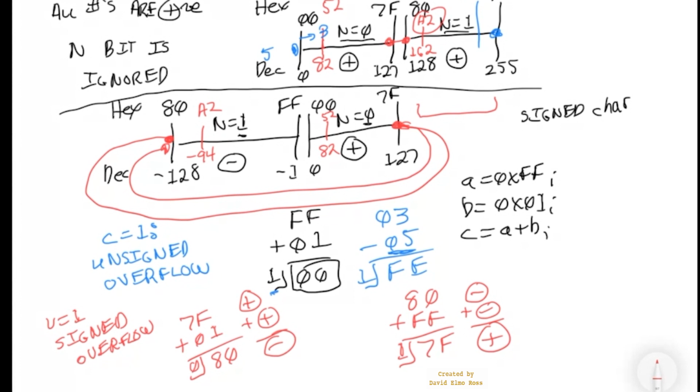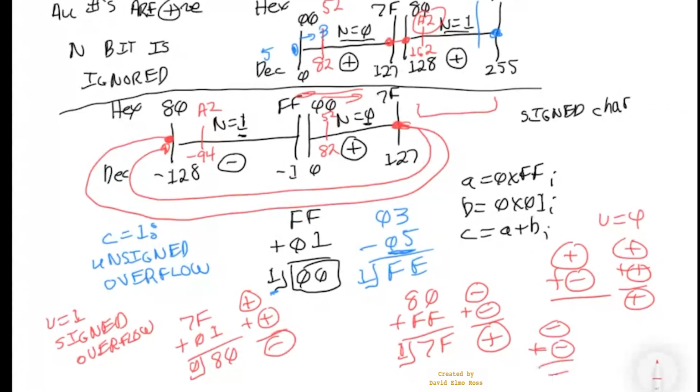But what would happen if we took a positive plus a negative? Can we get a signed overflow? And the answer is no, because if you go positive, you go this way, and you go negative, you go that way, they cancel out. So this would be V equals 0. Also, if you add a positive plus a positive and get a positive, V is 0. If you add a negative plus a negative and get a negative, V is 0. So only this case here, where you add two negatives and get a positive, or two positives and get a negative, do you have a signed overflow where V is equal to 1.